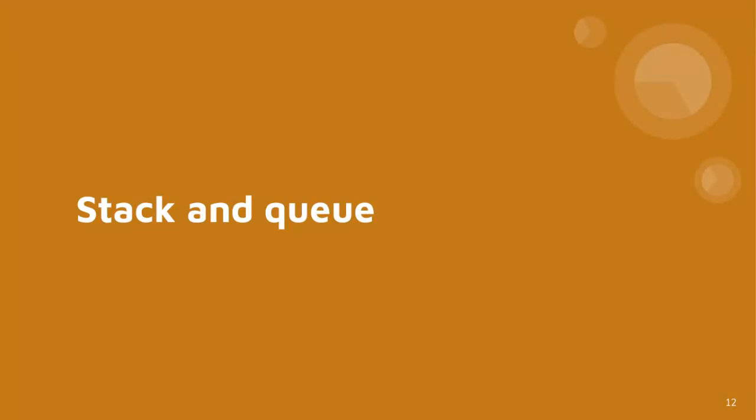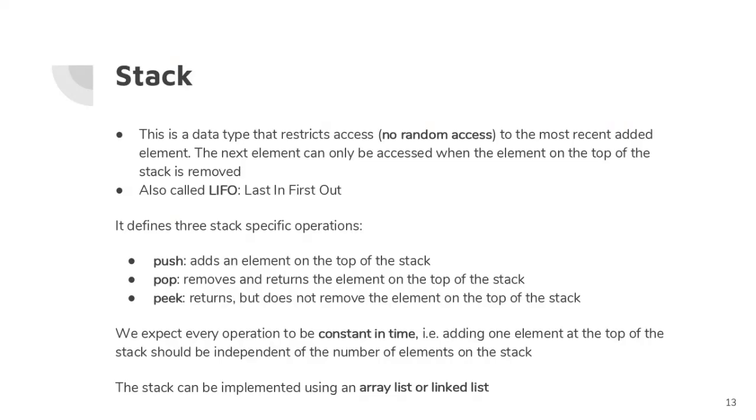Okay, so the next data structures are stack and queue. A stack is a data type, and it restricts access to the most recently added element. You can think of a stack as if you have lots of documents and you put them on your desk, one by one on top of each other, and you can only access the document that is on top of your paper stack. So this is the same data structure, but for programming. It's called last in, first out. The last element you put on the stack is actually the only element you can access.